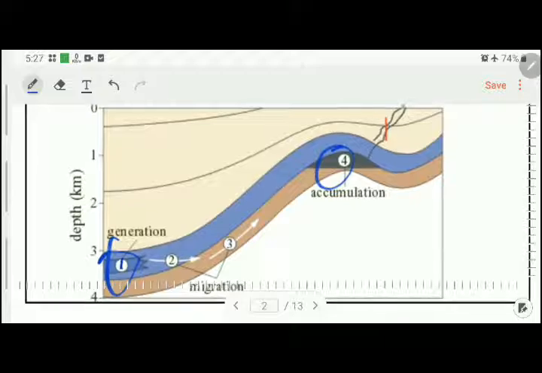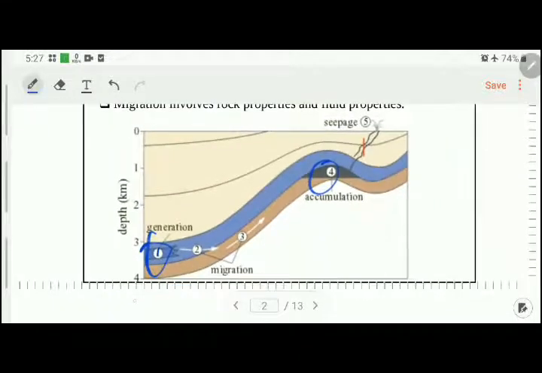We started with the generation from this area, which is the source rock, the kitchen of that oil, and then it moved or migrated from the source rock into carrier rocks, by primary migration, and then from the carrier rocks the oil migrated to the reservoir rocks.